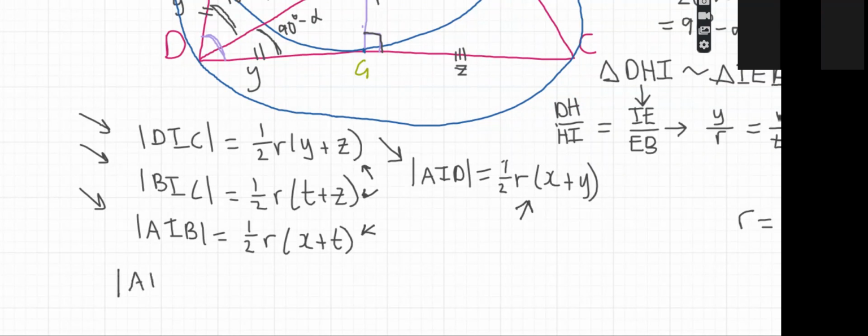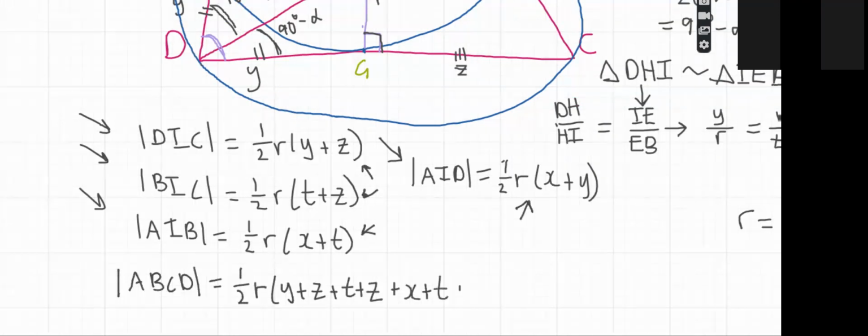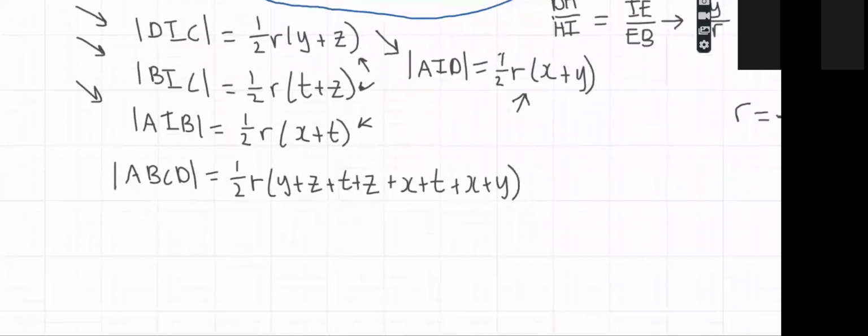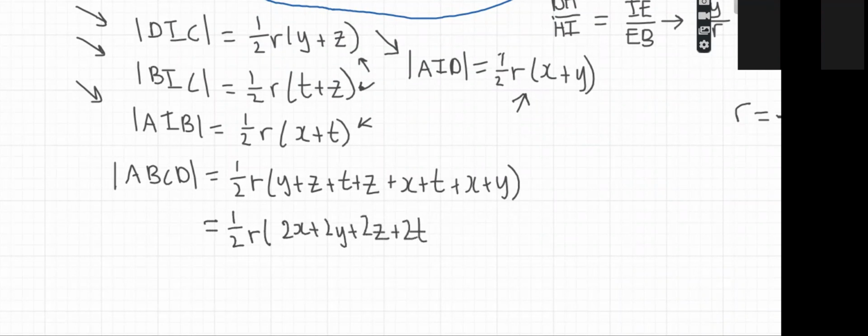So the area of ABCD is equal to half r times (y plus z plus t plus z plus x plus t plus x plus y). And this is equal to half r times (2x plus 2y plus 2z plus 2t). This is equal to r times (x plus y plus z plus t).